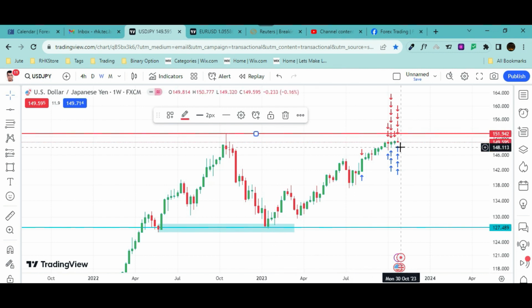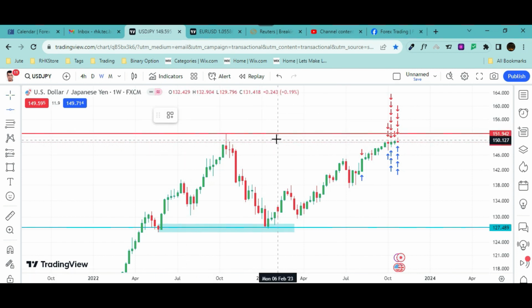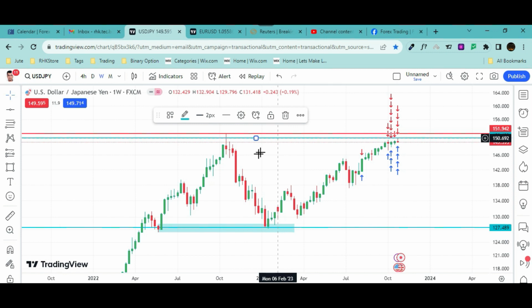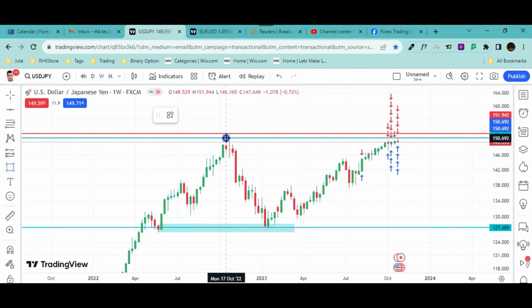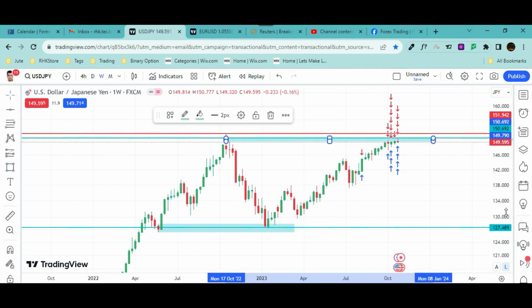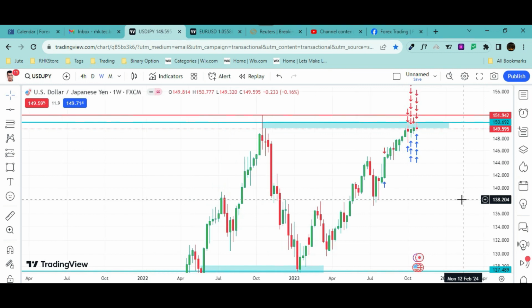So here the double top has formed here exactly. So if we draw the line here now, this is the last red candle after the green one. So this is the reason it has been created here. Let's make it a little bit bigger.